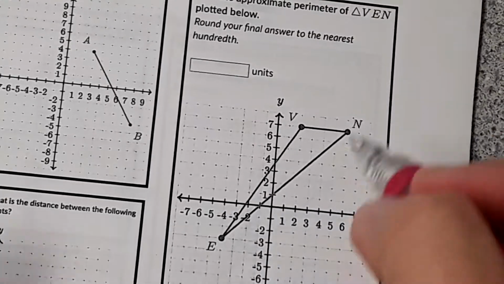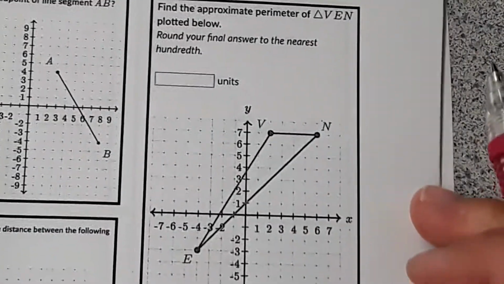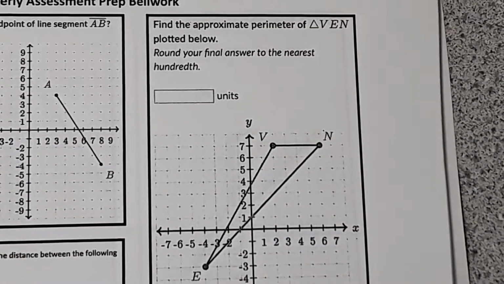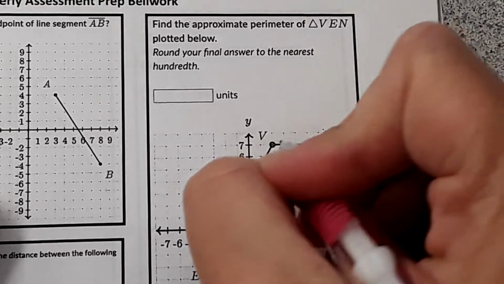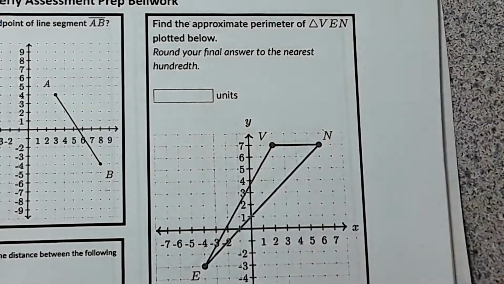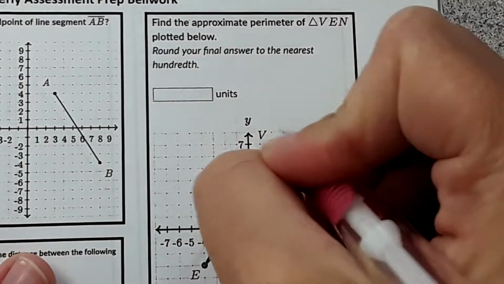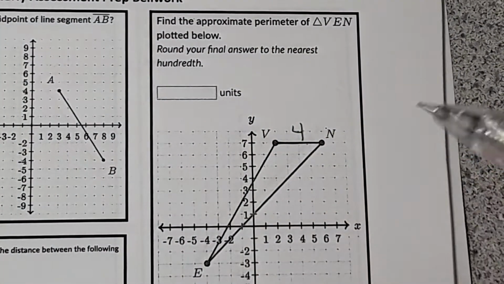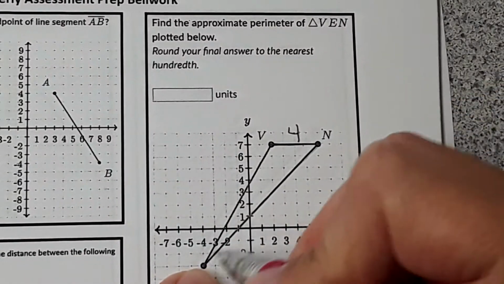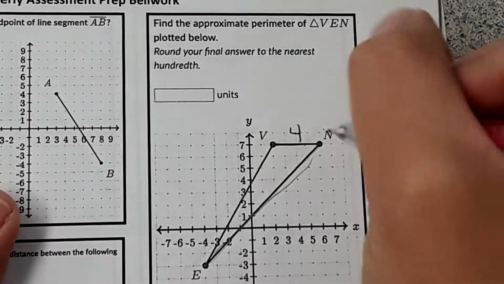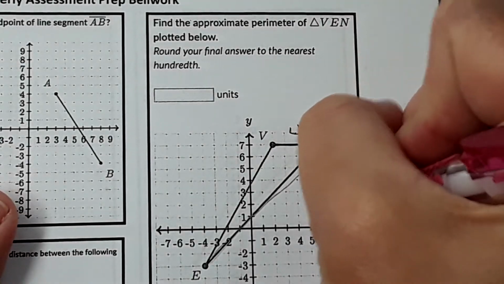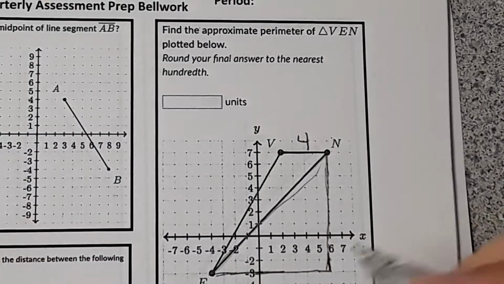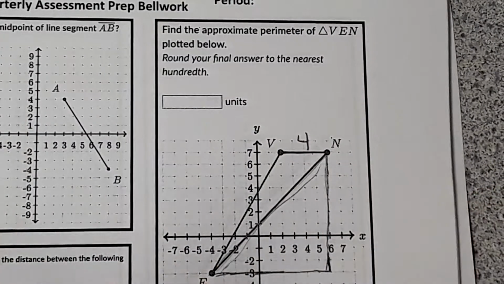Okay, find the approximate perimeter of this triangle VEN. For the quarterly assessment, they said that they would have a problem where you have to find the perimeter of a triangle. So here's how you would do this. If it's on a straight edge like that, you can just count the units. So this would be 4 units. For perimeter, you're going to have to add up all the side lengths. So to find this length here, you could use distance formula, but remembering one more formula is kind of a lot. So I prefer to use Pythagorean theorem and sketch out a right triangle. And then I'll use the Pythagorean theorem to find the hypotenuse, which will be this length.